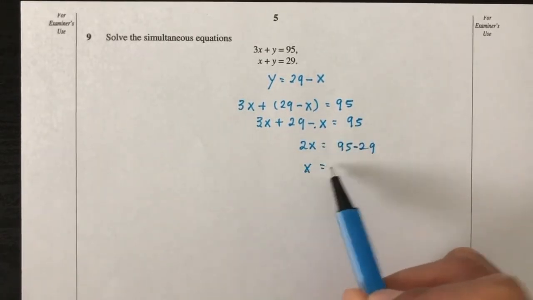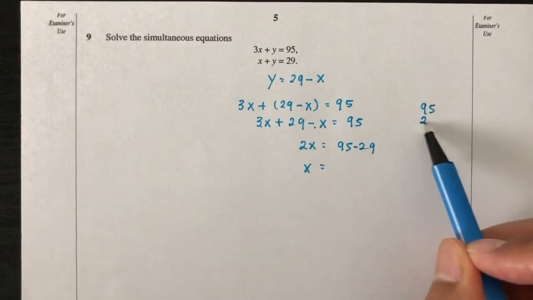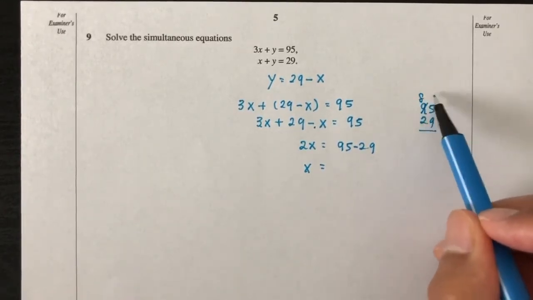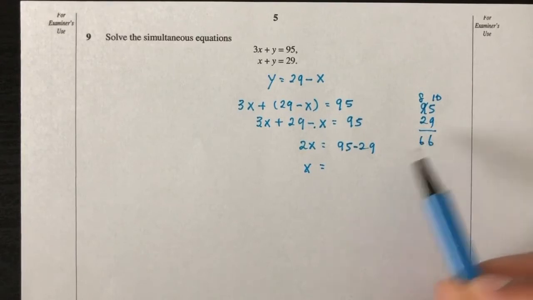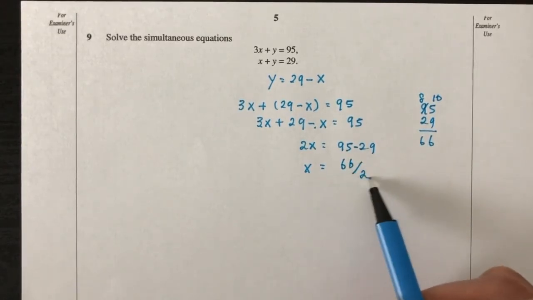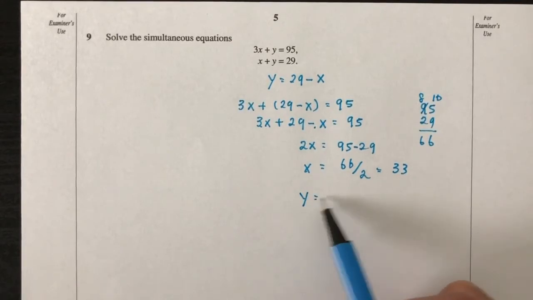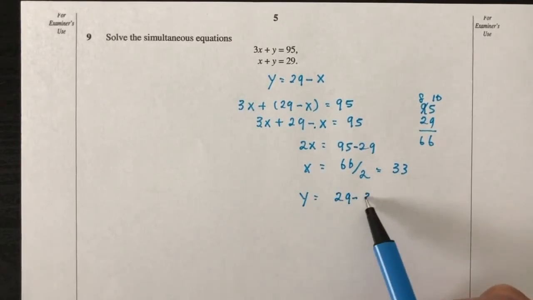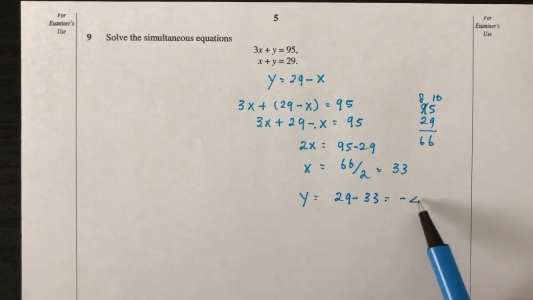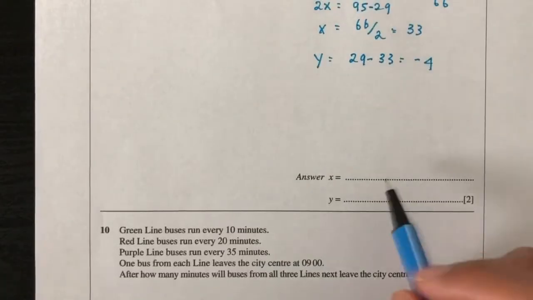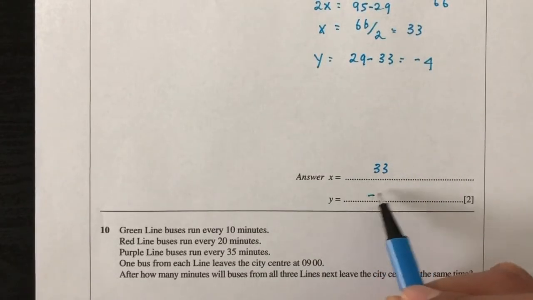So x becomes, what is 95 minus 29? That will be 66. 66 divided by 2, that will be 33. So what is the value of y? y will be 29 minus 33. That will be minus 4. So x is 33 and y is minus 4.